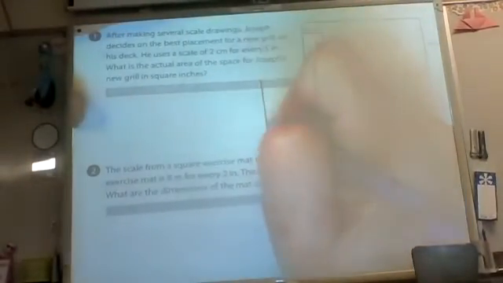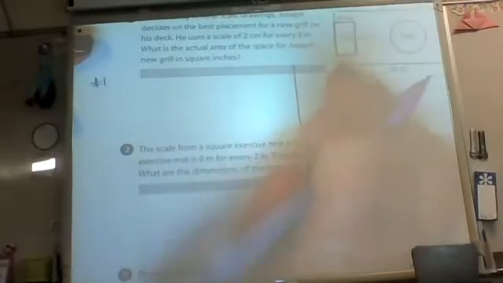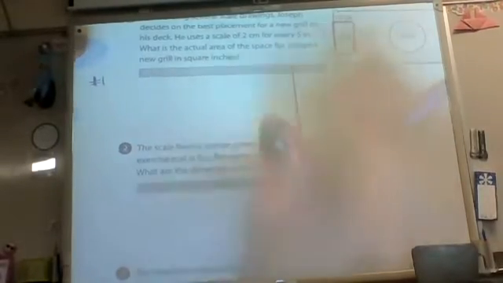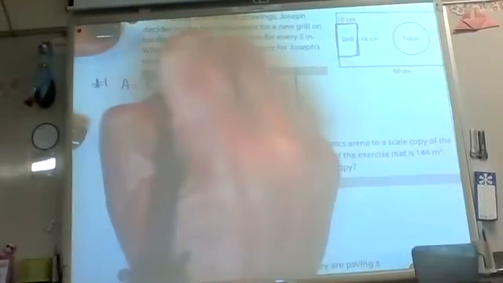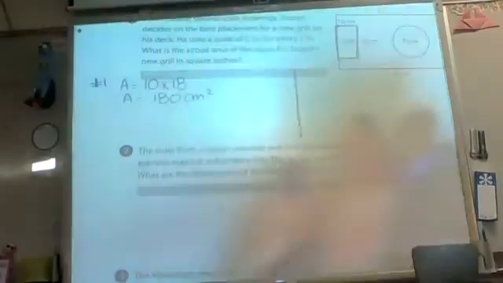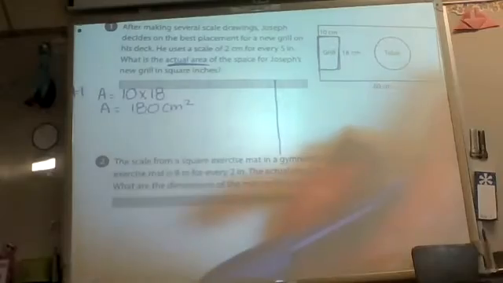So one method, and I'm going to be honest with you guys, this method to me seems harder. Method number 1 is where you find the area of the shape that you're dealing with, on the drawing. Eyes up here. So find the area. Area of a rectangle is length times width. So area of this is 10 times 18. So the area is 180 centimeters squared. But this is the area on the drawing, and the problem is asking us to find the actual area.